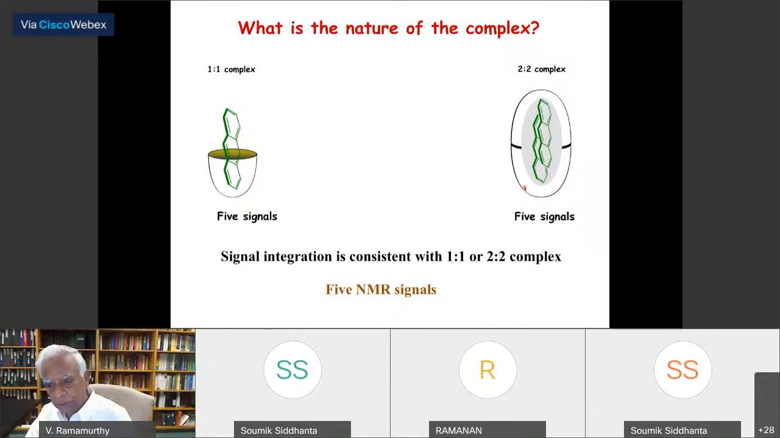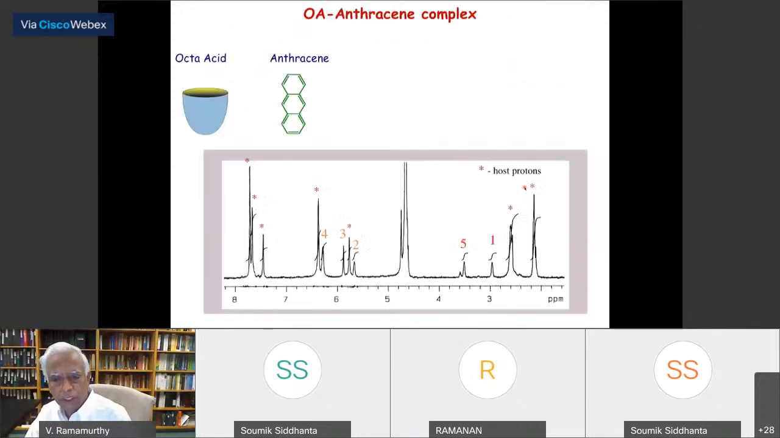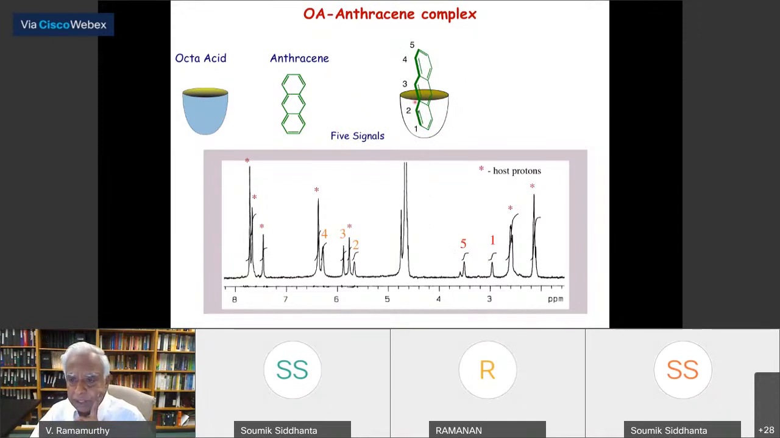Now, what we did was we did the 2D NMRs. That is, we tried to figure out the connections between these peaks that we see. So there are 5 peaks. In this compound, if it is 5 peaks, for example, this one is inside the capsule, and these are outside the capsule, outside this host. Outside the host, there is no need for these things to shift way upfield here.